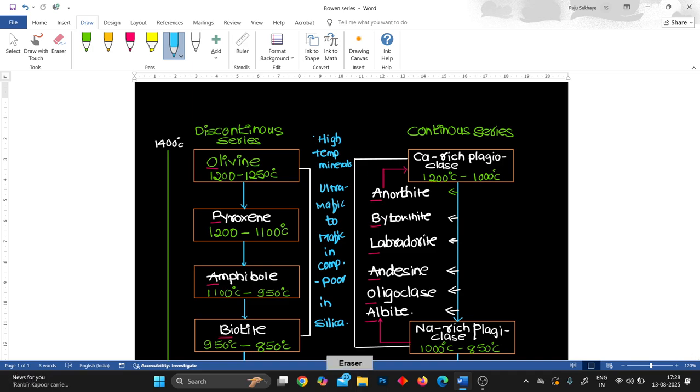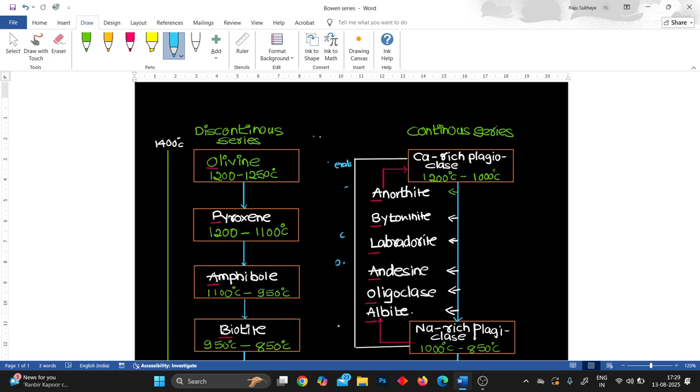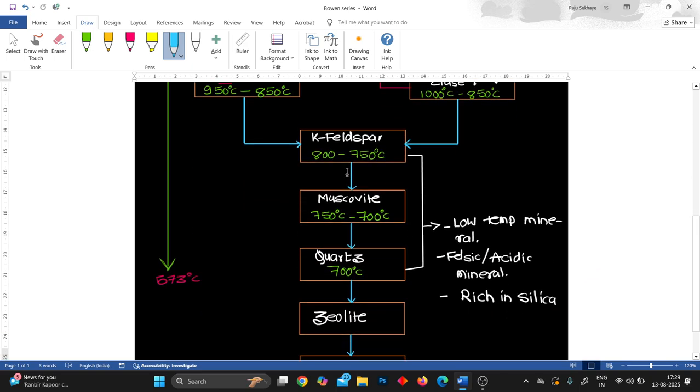So what we have seen here is that this Bowen's reaction series is very helpful whenever you are studying igneous petrology, and it will be used in one way or another to know the sequential way in which the minerals are getting formed. For that, you have to keep the minerals in mind in the sequence in which they are going to form. The Bowen's reaction series has been divided into two series.